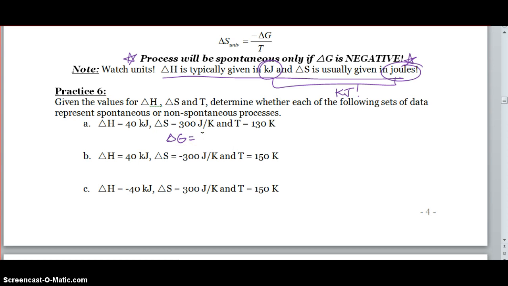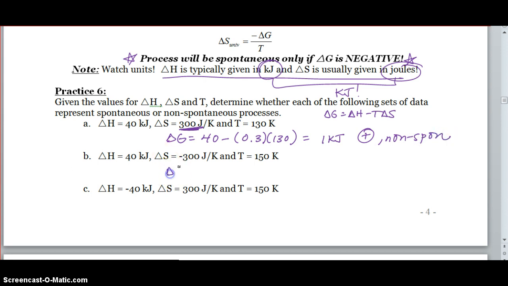So delta G equals delta H minus T delta S. All right, so we've got 40 minus, I'm going to change this to kilojoules, so divide it by 1,000. So I get 0.3 times 130. So delta G for that one comes out to be 1 kilojoule. So this is a positive delta G, so this would be non-spontaneous.